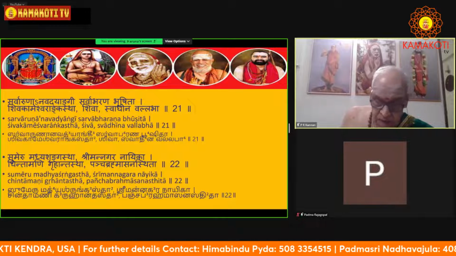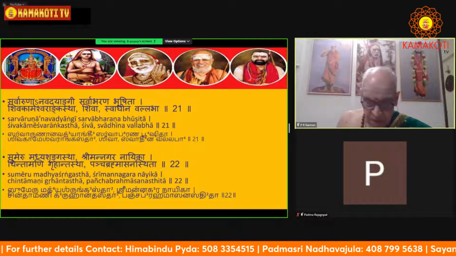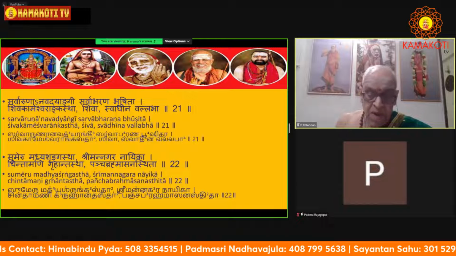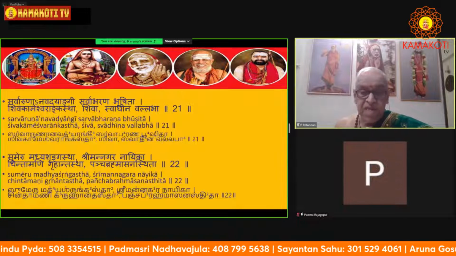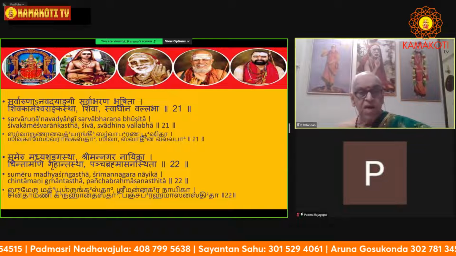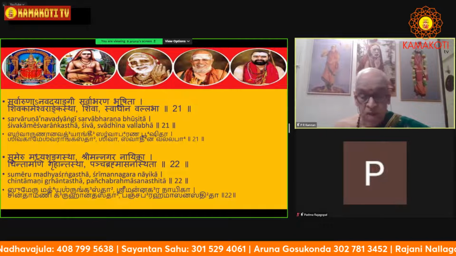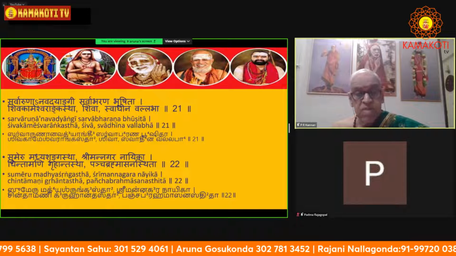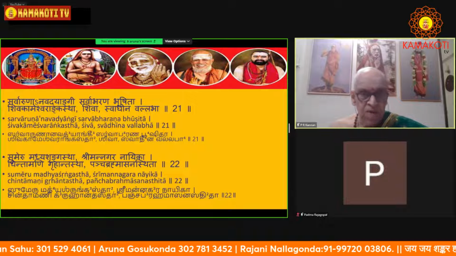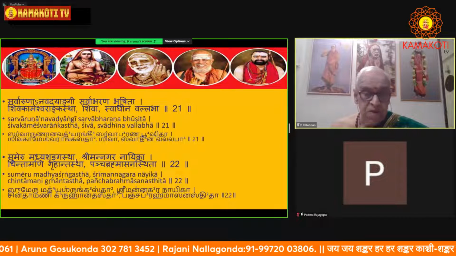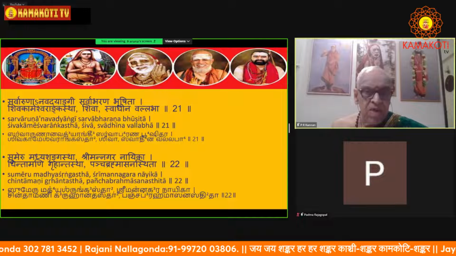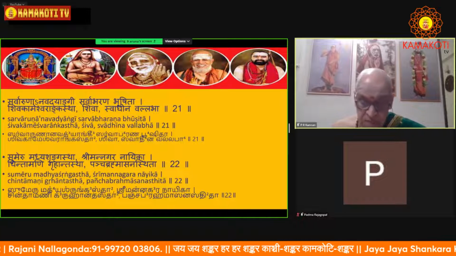Swadhina Vallabha. Vallabha means her beloved Shiva, and Swadhina means he is under her control, that Shiva is subservient to her. Now this doesn't mean that Shiva is subservient to Devi. It only means they are not different from each other. This we have seen before.